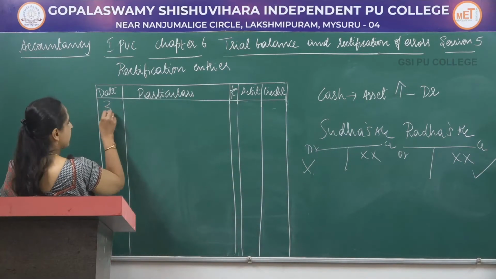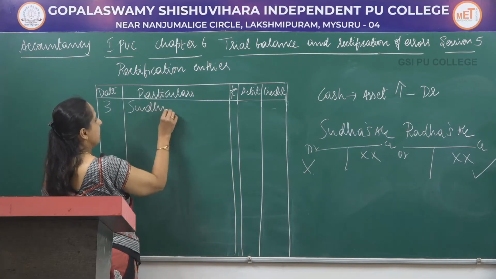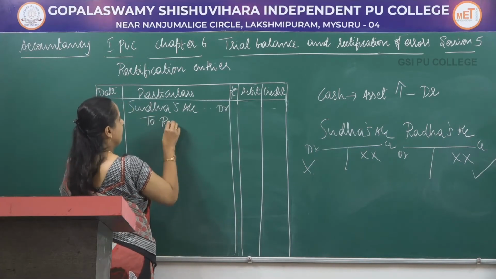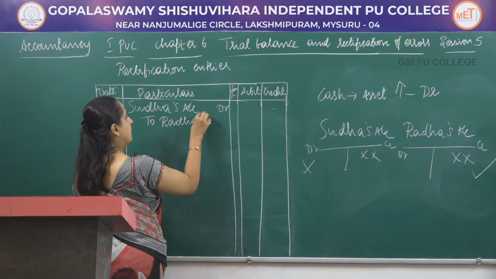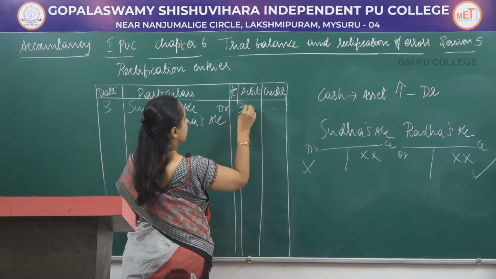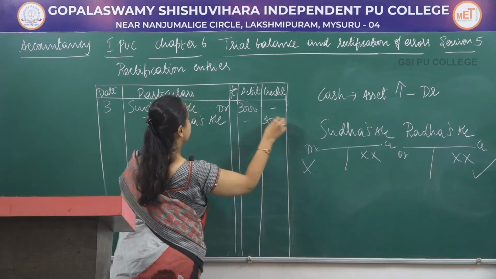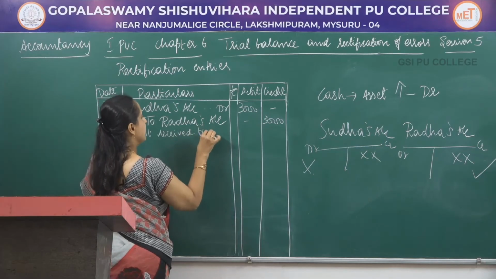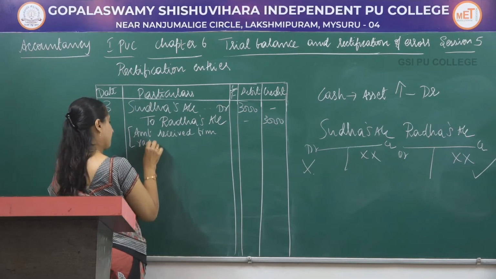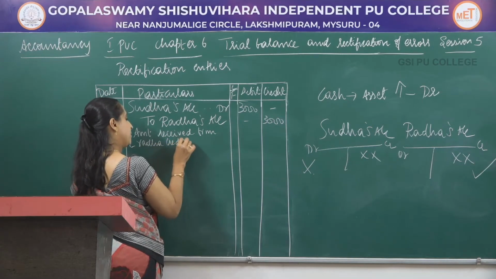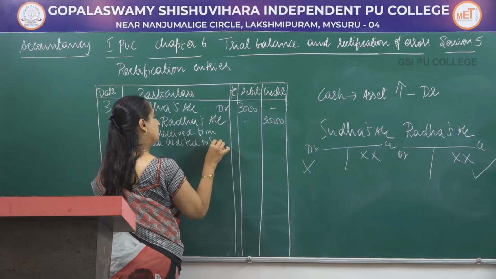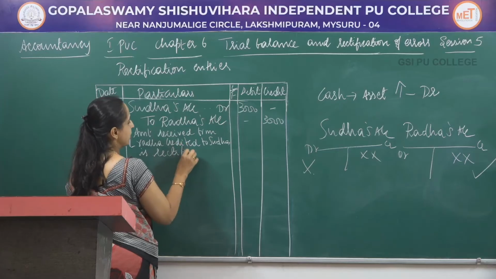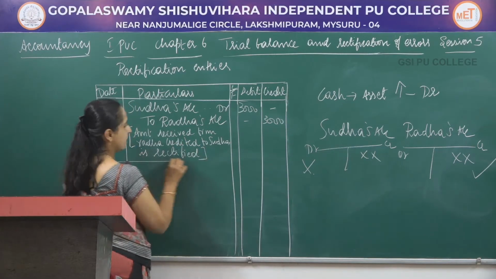So this is the third transaction. Sudha's account debit to Radha's account. Amount is 3000. Narration: amount received from Radha credited to Sudha is rectified. You have to write the narration like this. So this is the third transaction.